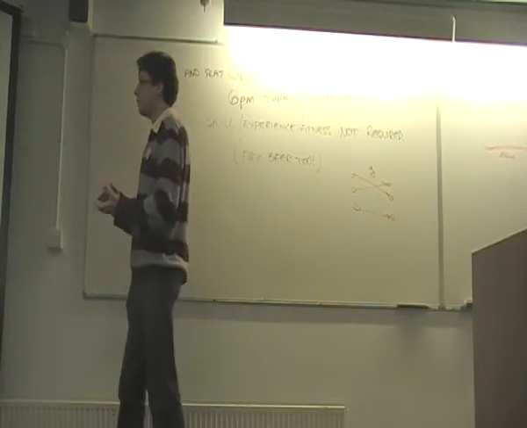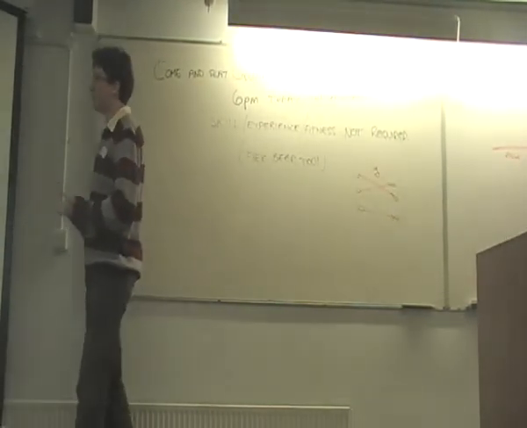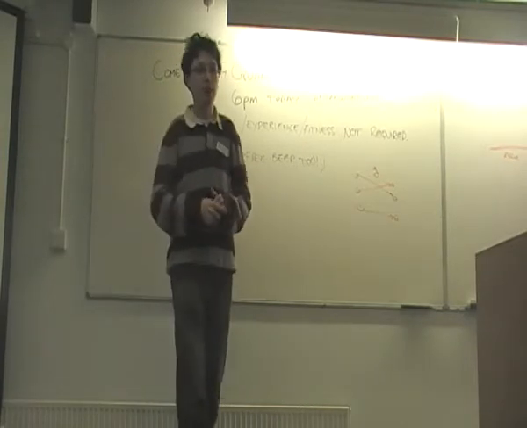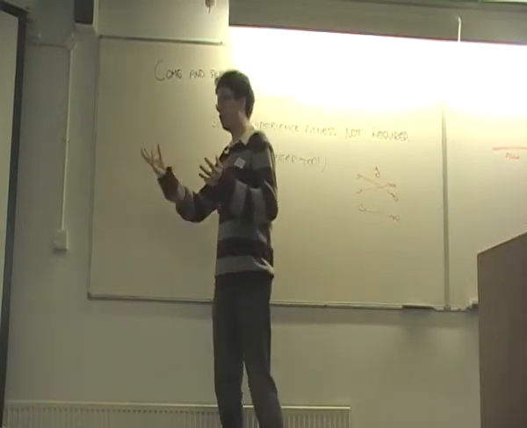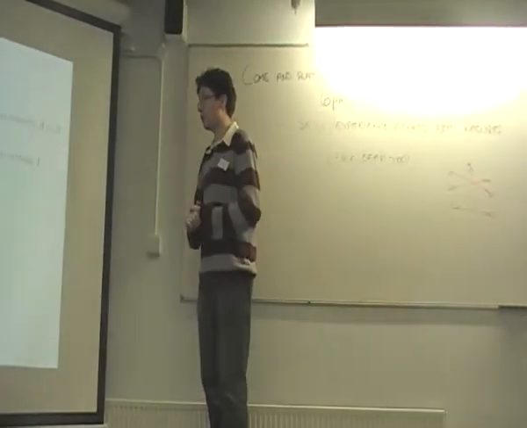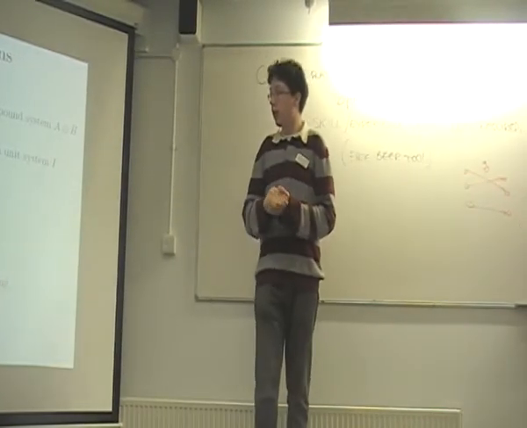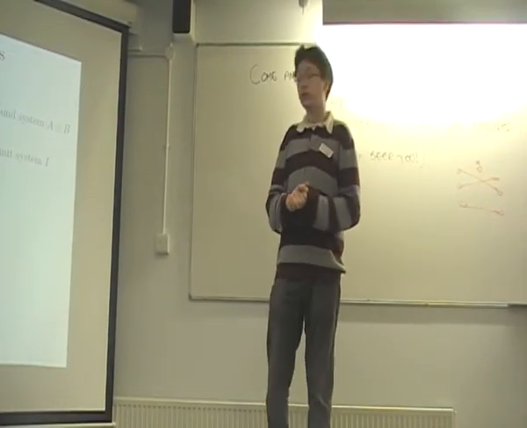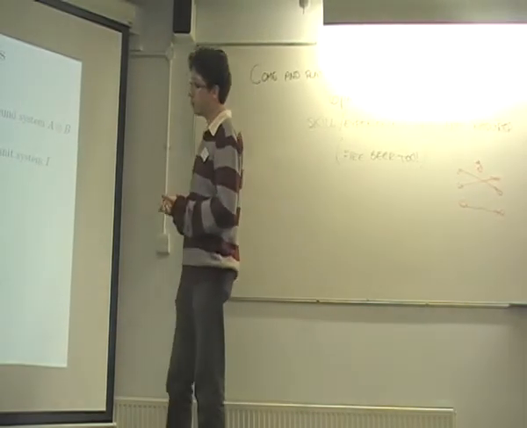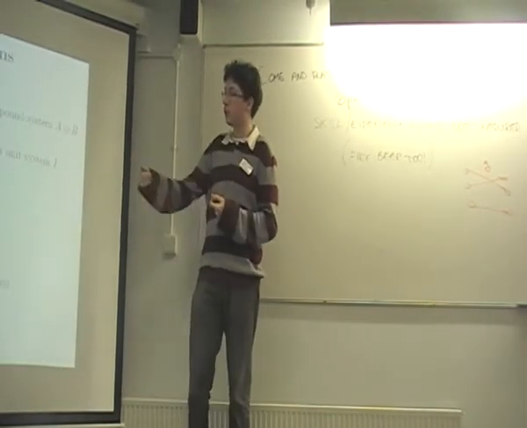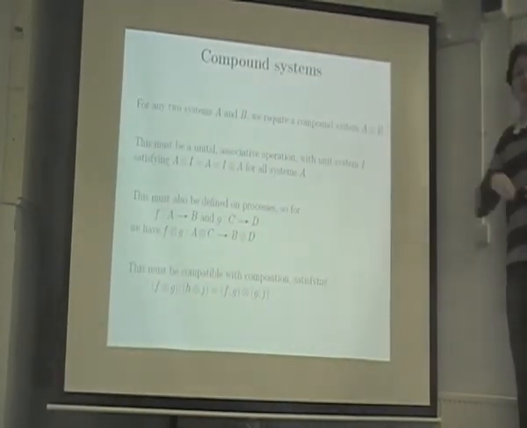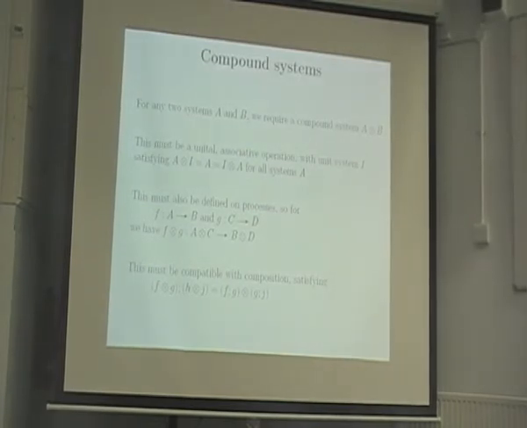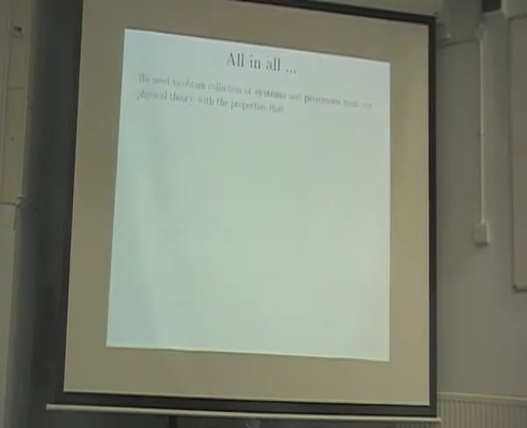We're going to require that this is a unital associative operation, so there must be some trivial system I that's sort of the empty system. So if we take A tensor I with this trivial system, that's just the same as just having the system A. And we must also be able to define some processes in a nice way. Because if we have some process taking system A to system B, and some process taking system C into system D, then we should be able to do those processes in a space-like separated way, simultaneously somehow. Okay, so that's just very standard.